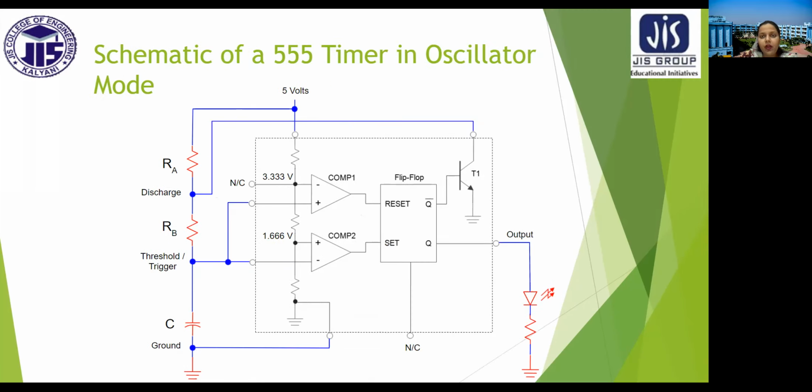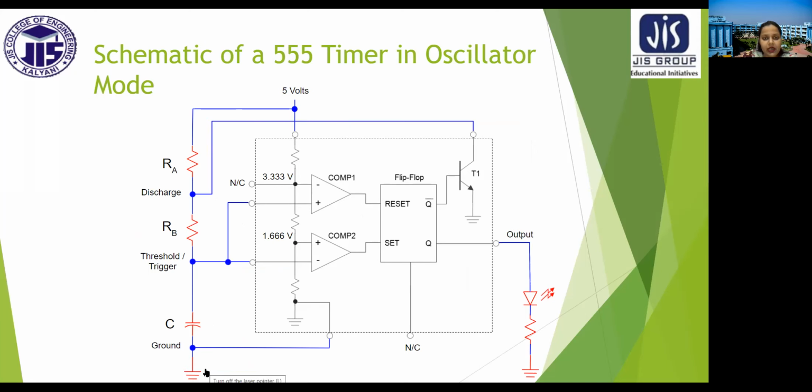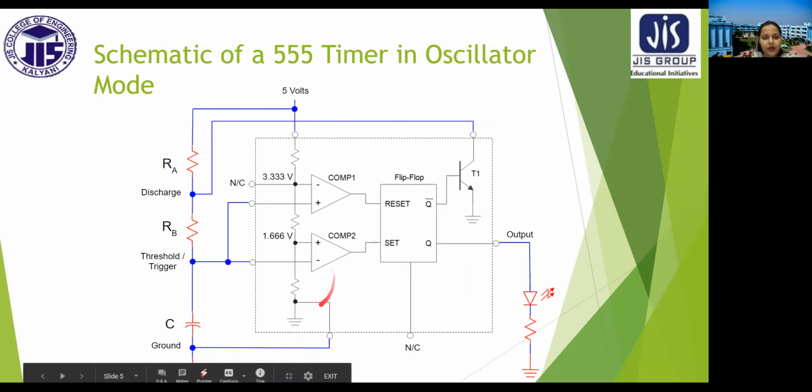So I hope all of you have drawn this figure also. Here, this is the external resistor and combination of capacitor that are connected to the circuit. What happens?